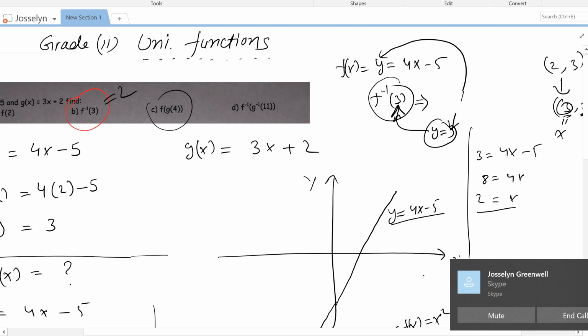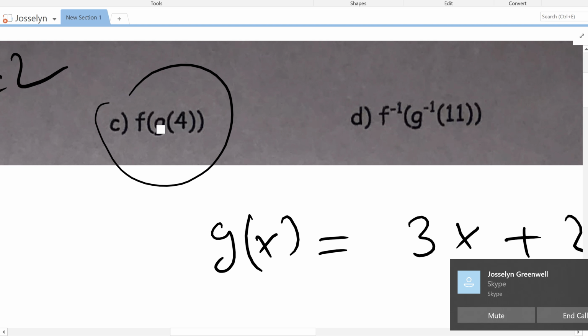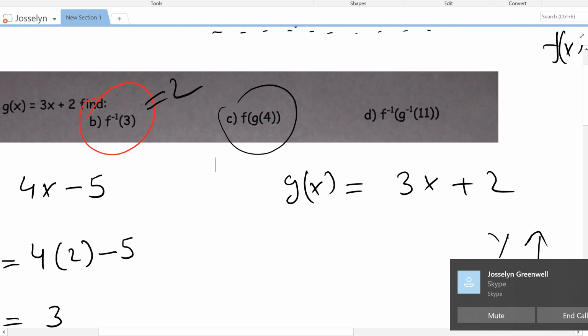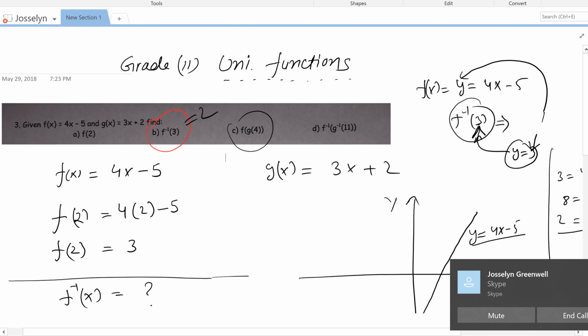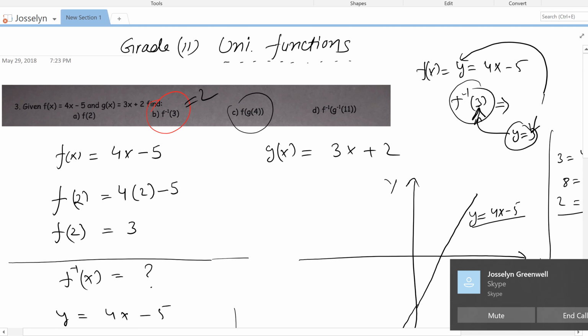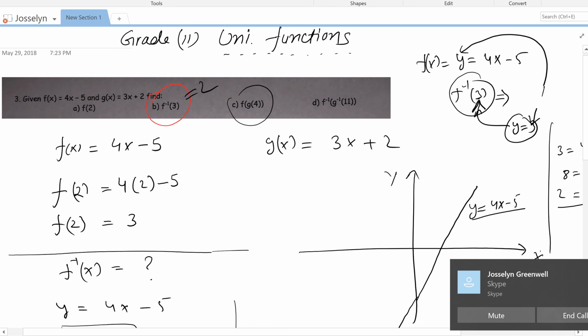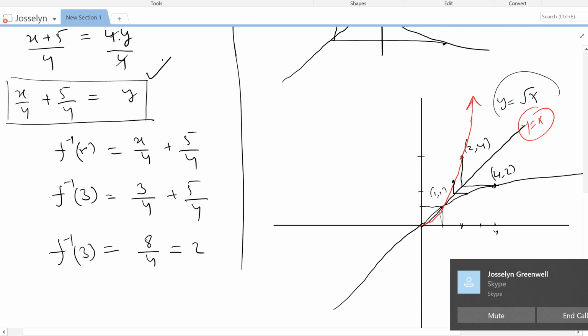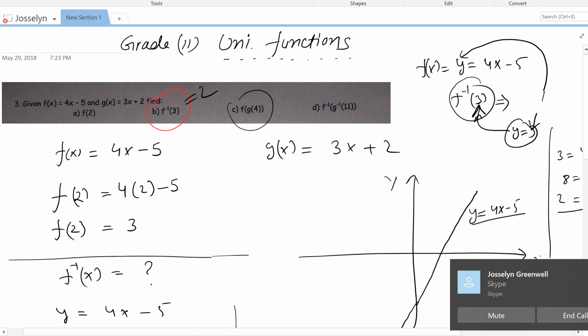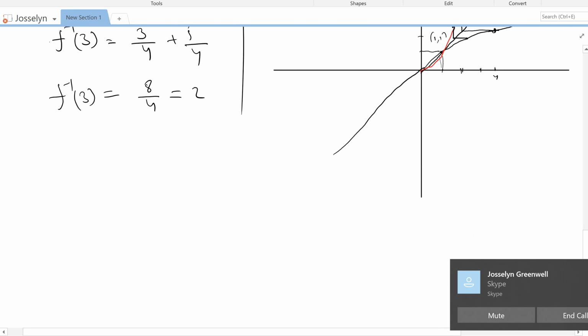Now the next thing is f of g of 4. That means first you have to know g of 4, and then you substitute g of 4 into the f. So let's try to understand this concept. Now we write f of x. Let me copy this whole thing. Probably I can paste it down there.